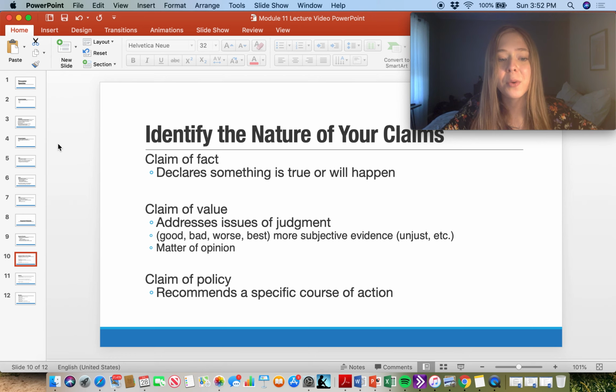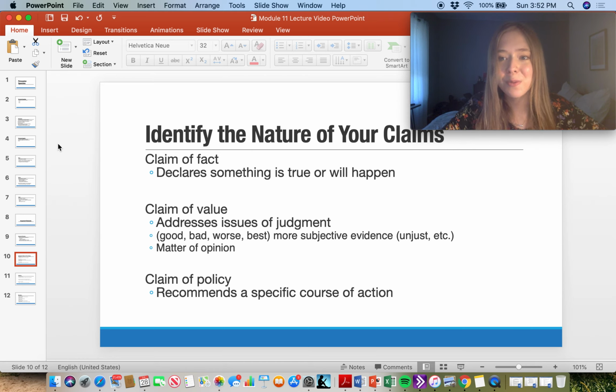And then lastly, we're going to focus on a claim of policy in our persuasive policy speeches that we're giving, hence the name persuasive policy speeches. But I will talk about the prompt a little bit in, of course, our Module 11 conference. But just an overview, a claim of policy is recommending that a specific course of action be taken.